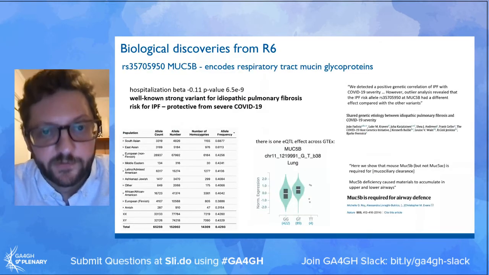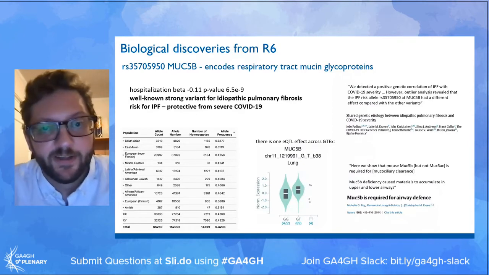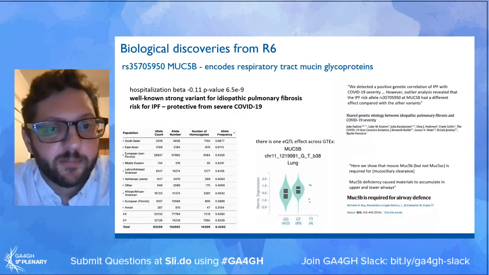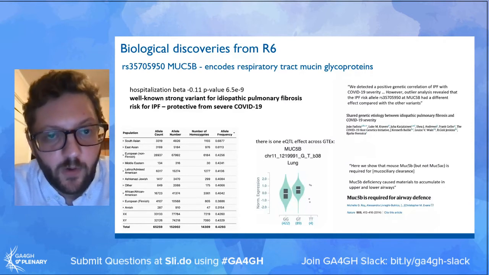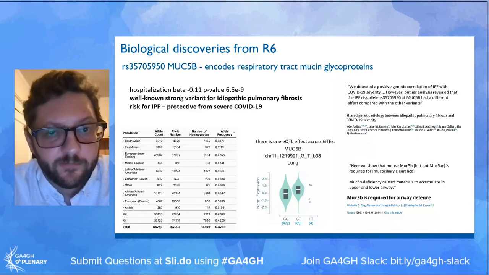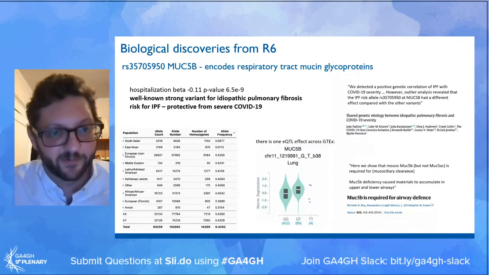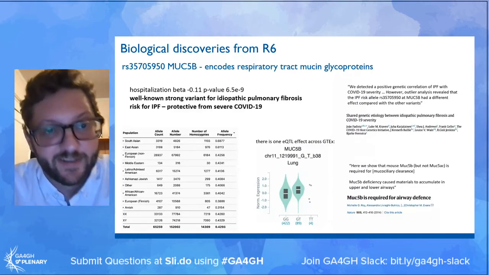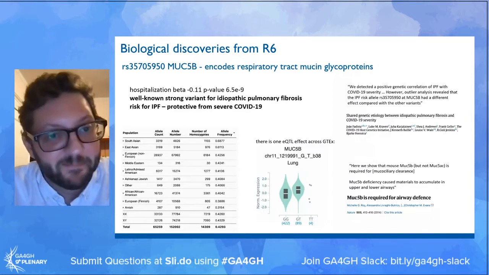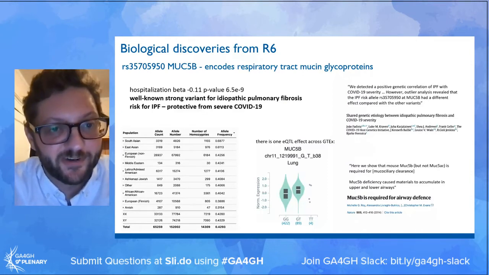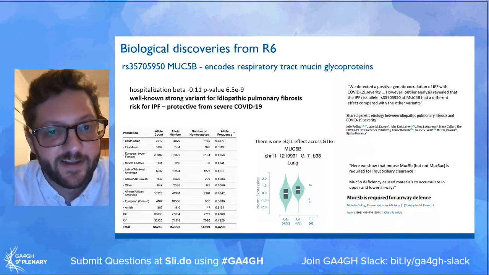There's also an association to MUC5B, which is involved in encoding respiratory tract mucin glycoproteins. This is a well-known, strong-acting variant for idiopathic pulmonary fibrosis, but it is protective for severe COVID-19. So again, we have another one of these push-me, pull-you kinds of circumstances, and I think that's going to maybe be a big story in interpreting a lot of these sorts of phenomena. And then next slide, please.